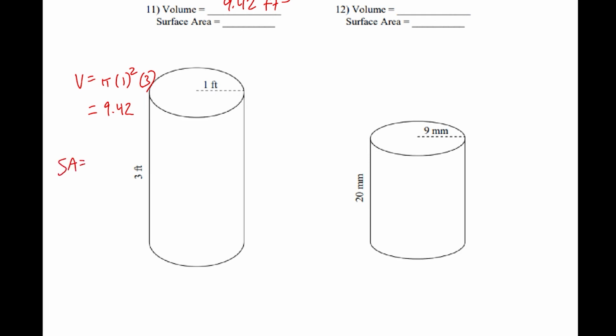For the surface area, we've got 2 pi r squared plus 2 pi r times the height. So 2 pi times, well, that's just going to be 2 pi. And we've got times 3. Okay, hold up. I think I typed something wrong here. Okay, there we go. I've got 25.13. And that will be in square feet.